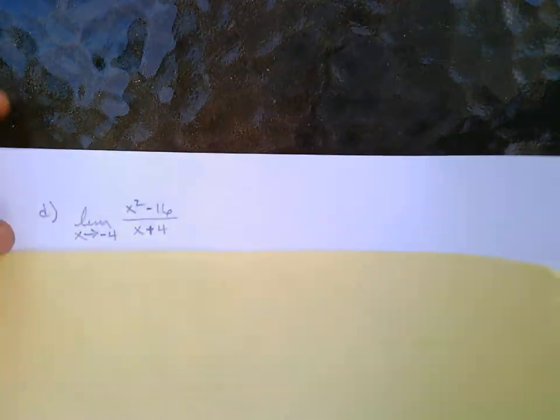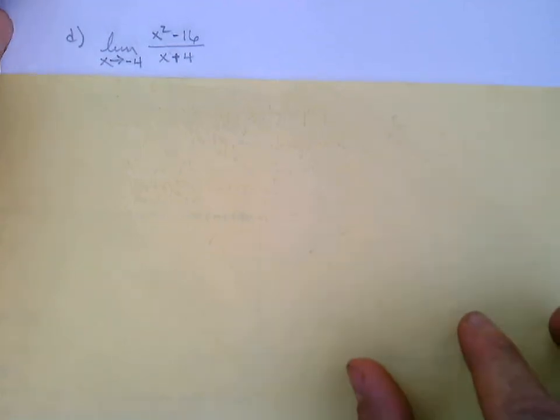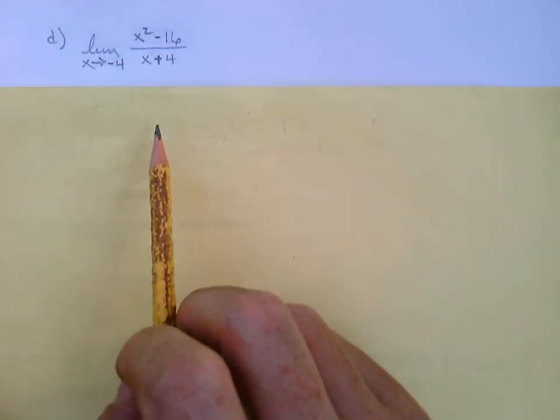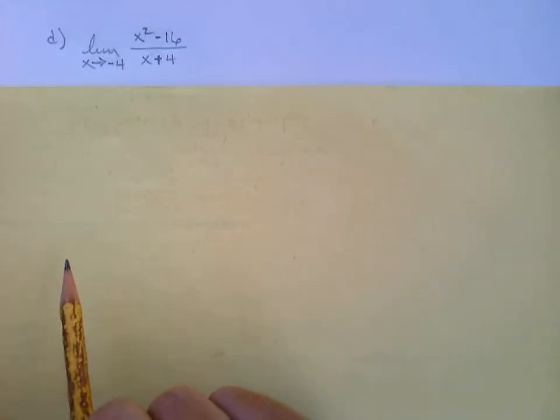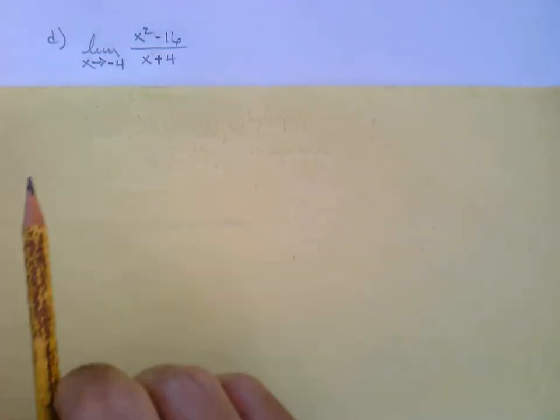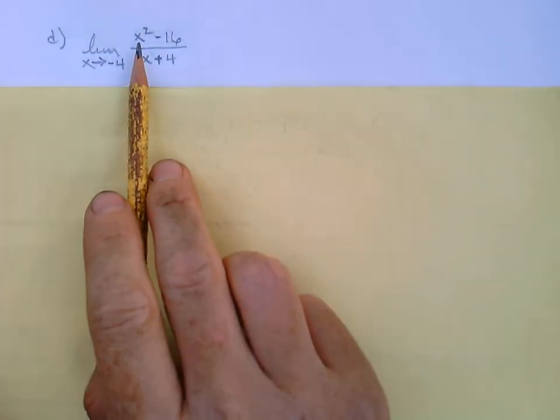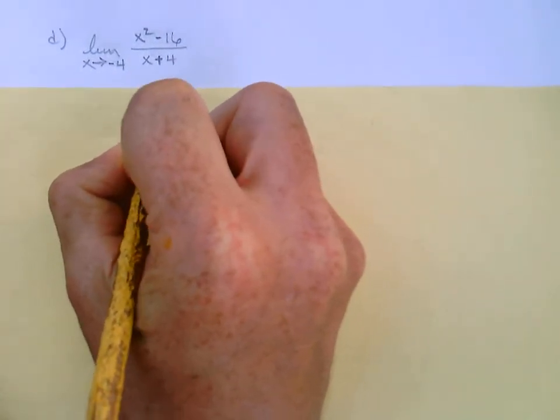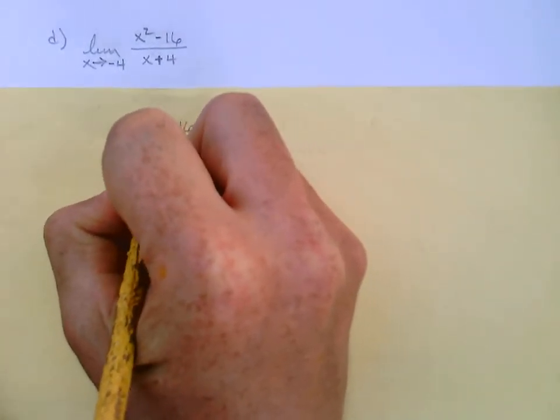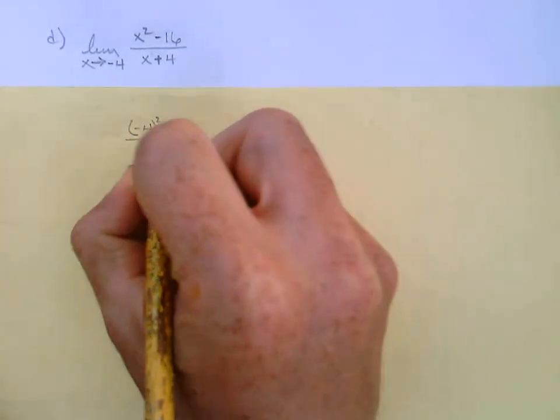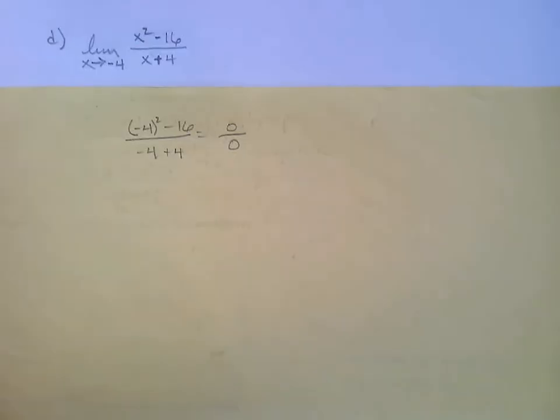Let's keep going. I've got another one in the same vein. How about this? The limit of x squared minus 16 over x plus 4, and we're going to say x approaches negative 4. So you think, oh, hey, can I just plug in? Oh no, 16 minus 16, negative 4 plus 4, that'd give me 0 over 0. There's a hole.